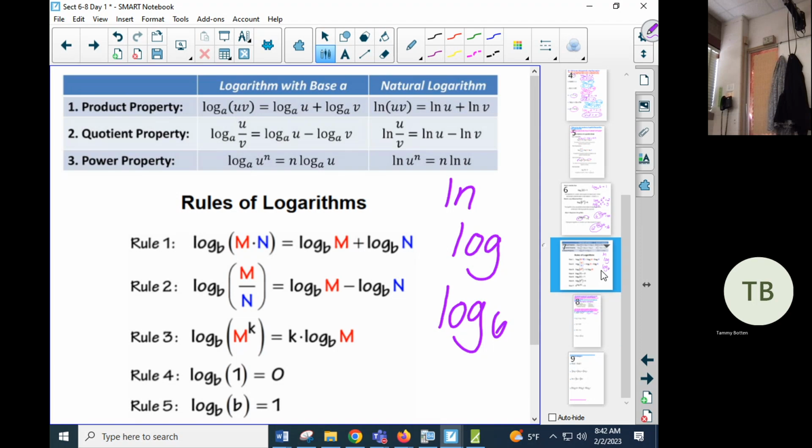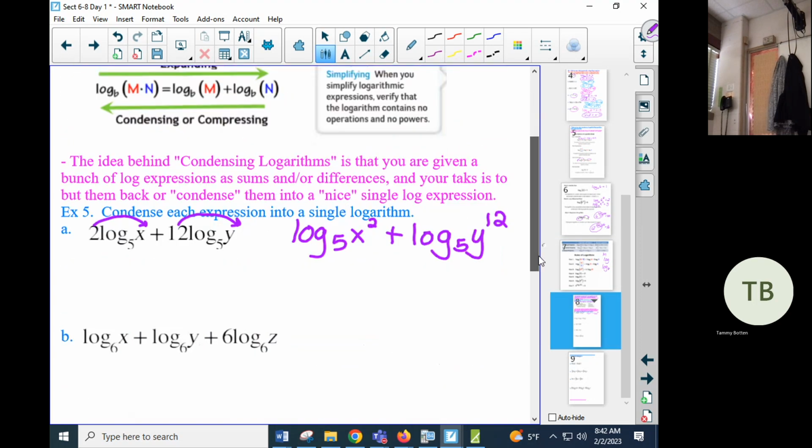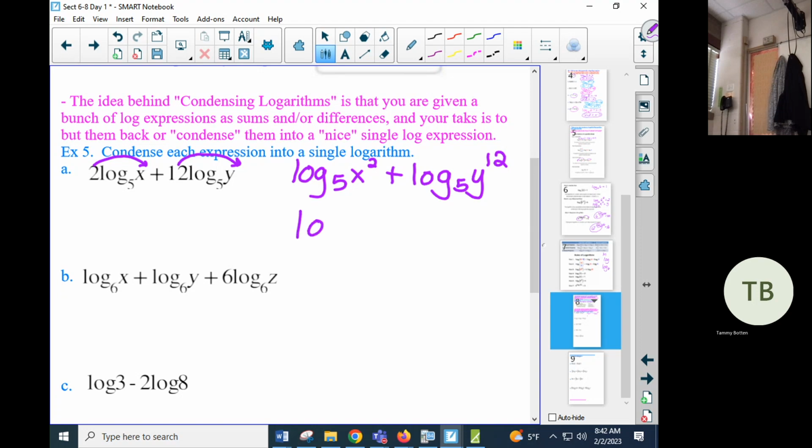Okay, so if you look at your little sheet here, if they're added and you want to write them as a single log, you have to multiply those two together. So if we do that, what I would write as a single log is just x squared times y to the 12. I could put a dot in between to show times. You don't really have to. So when you combine them and it's adding, you just multiply those. And this is my answer. It's now written as a single log, so I'm done.